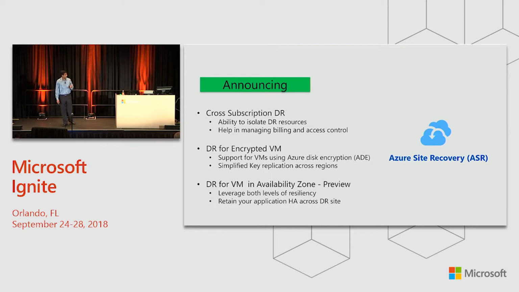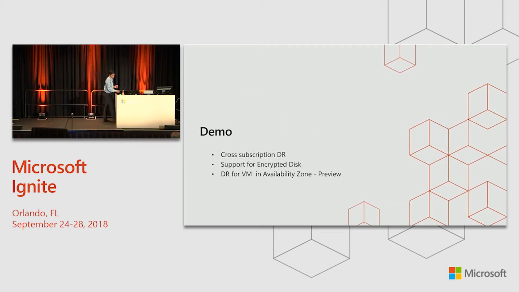I'm also announcing a preview capability, where VMs hosted in availability zones can also be DR'd into another region. We will understand your HA requirement, how your application has been configured for HA using availability zones, and replicate that into the other side. This feature is now in preview and will be available for the general public by the end of the calendar year. Let's take a look at each of these features in action.